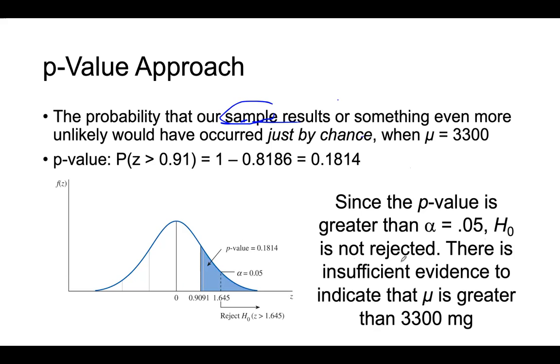not rejected. So because the p-value here is greater than our alpha, therefore our null is not rejected. So there is insufficient evidence to indicate that this mu is greater than 3,300 milligrams.